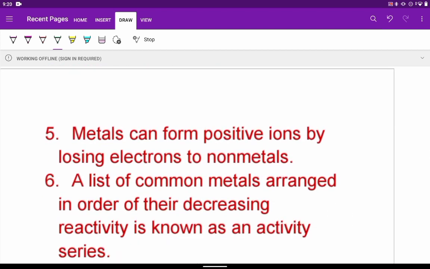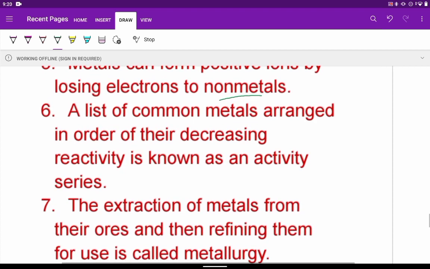Metals can form positive ions by losing electrons to non-metals. Metals have 1, 2 or 3 electrons in the outermost shell, we know. They can easily lose those electrons. By losing electrons, they gain a positive charge, so they form positive ions. And non-metals usually take up the electrons. Now the metals can be arranged on the basis of their reactivity. A list of common metals arranged in order of their decreasing reactivity is known as the activity series.